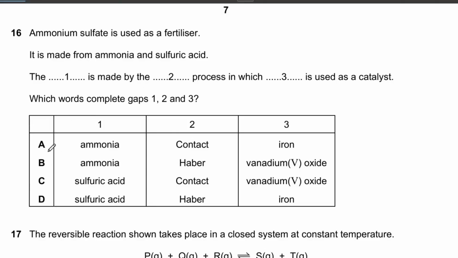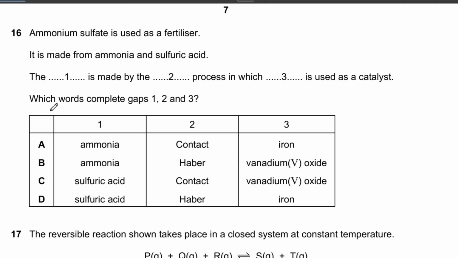So let's look at option A. Ammonia is made by contact process. That is wrong. Ammonia is made by Haber process. So it cannot be A. Ammonia is made by Haber process, in which dash is used as catalyst. Vanadium 5 oxide is used as catalyst. That is wrong. Vanadium 5 oxide is for contact process.